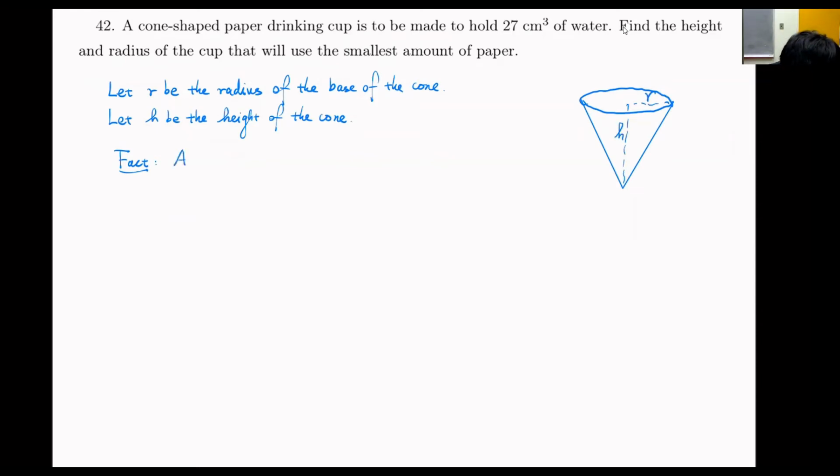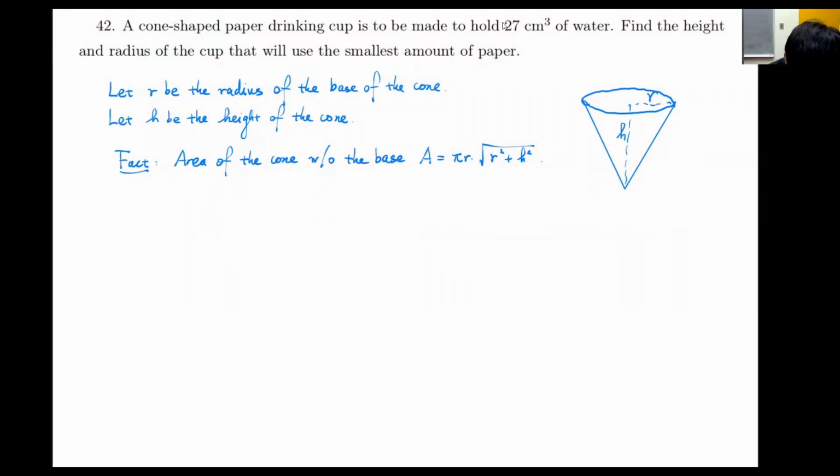The area of the cone without the top or the base is going to be A equals pi R times root of R squared plus H squared. Okay, so let's solve the problem using this formula, and then I will explain how to obtain this formula a little bit later.